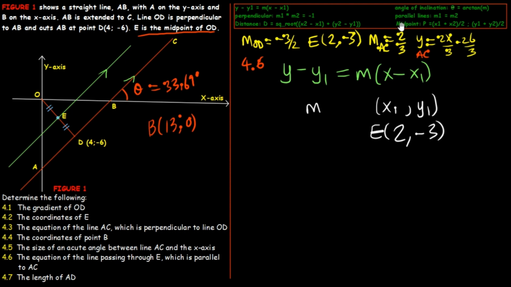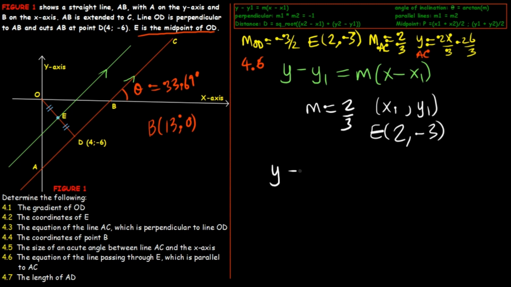From this given information, we observe that parallel lines have the same gradient, which means the gradient of the line AC is also the gradient of this line passing through E. So our gradient is going to be equal to the gradient of AC, which is 2 over 3, as we already highlighted here. Alright, now let's solve and determine this equation.